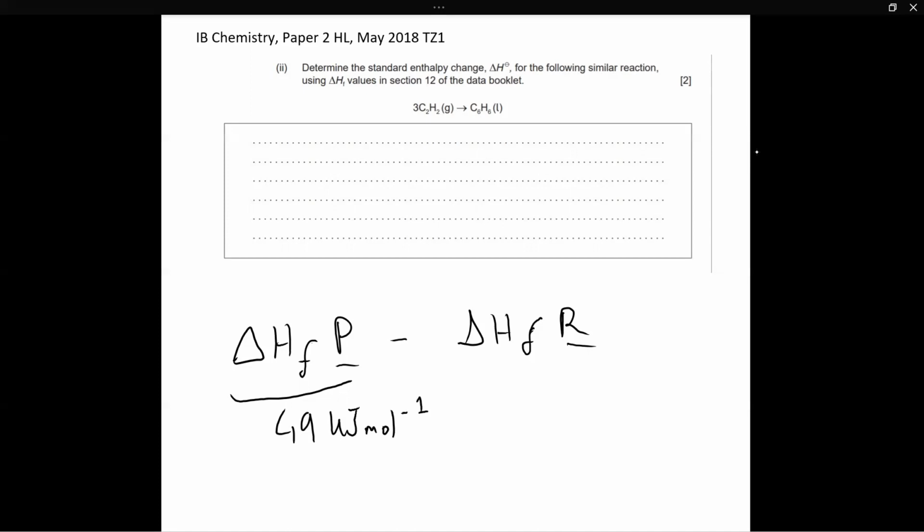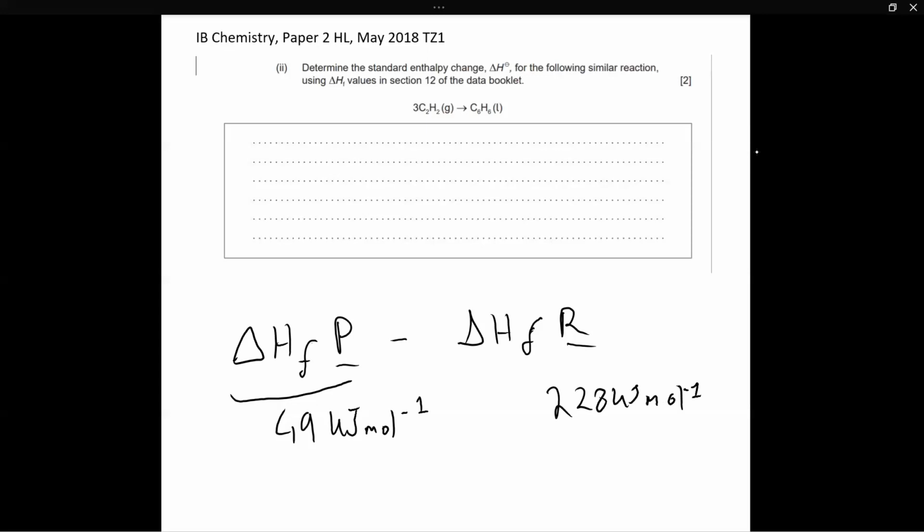What about the enthalpy of formation for our reactants? Our reactant is ethine. So what is the enthalpy of formation for ethine? Well, let's scan the table and see if we can find it. So ethine is right before propyne, and it's right after trans-but-2-ene. So ethine, which is in its gaseous state, has an enthalpy of formation of 228 kilojoules per mole.